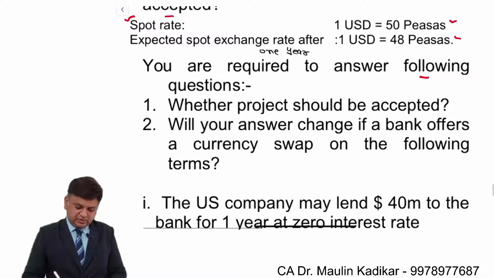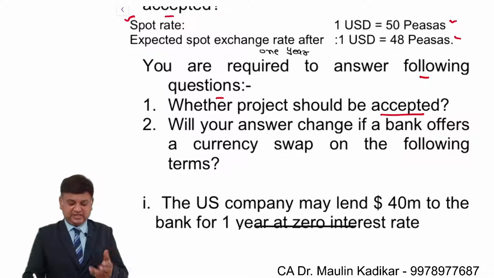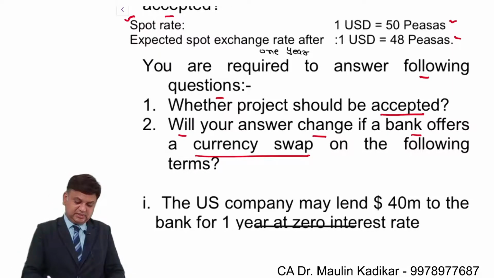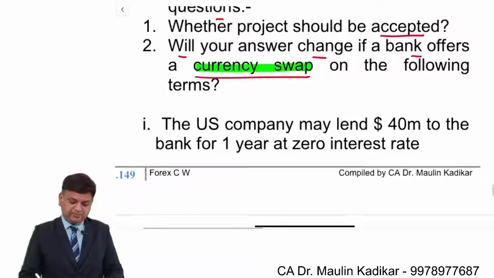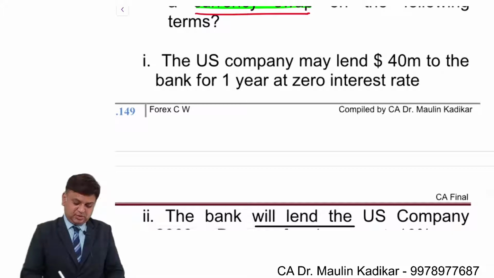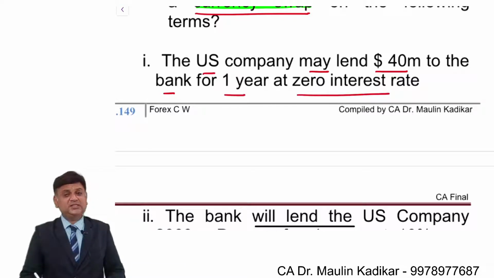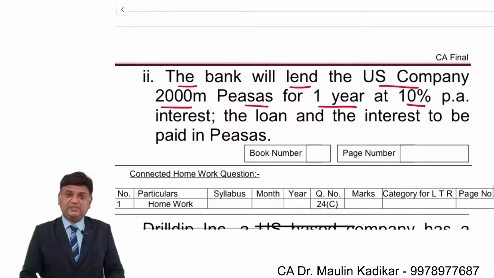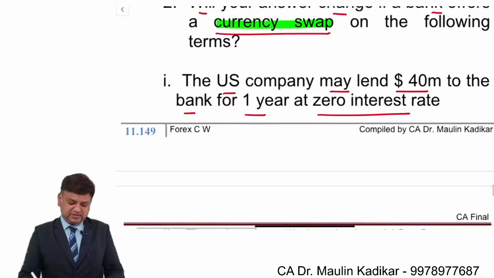You are required to answer the following questions. First, whether the project should be accepted. Second, will your answer change if the bank offers a currency swap? The new concept we are going to study in this question is currency swap. On the following terms, the US company may lend $40 million to the bank for 1 year at zero interest rate. The bank will lend the US company 2,000 million pesos for 1 year at 10% interest per annum. The loan and interest are to be paid in pesos.